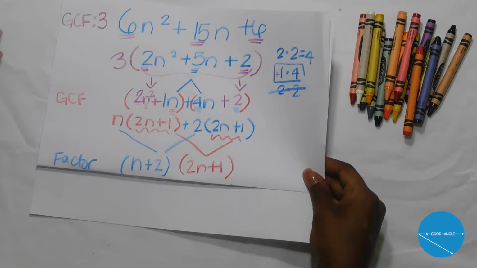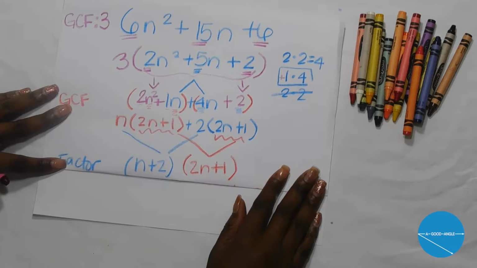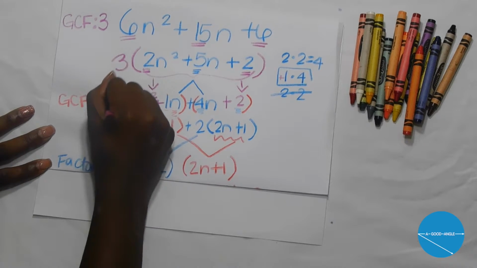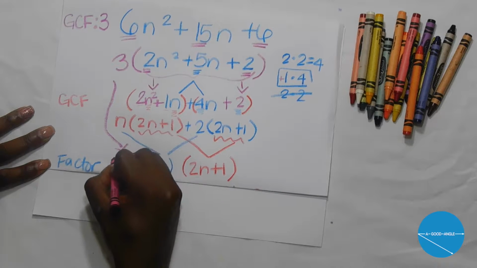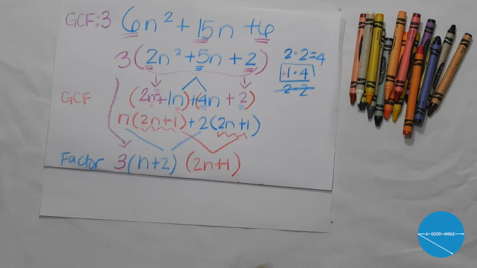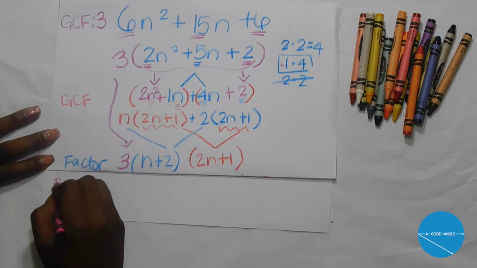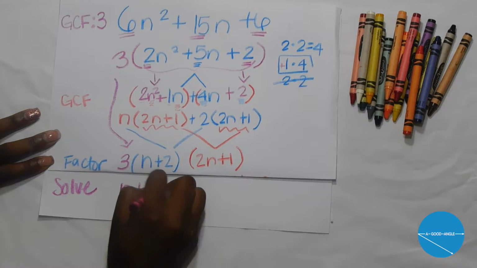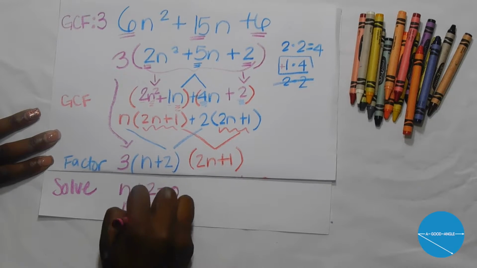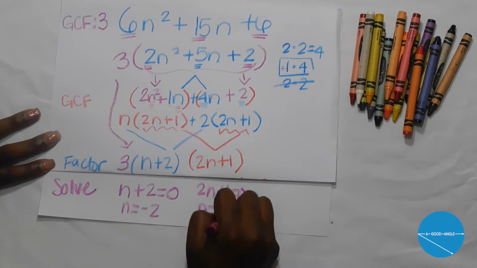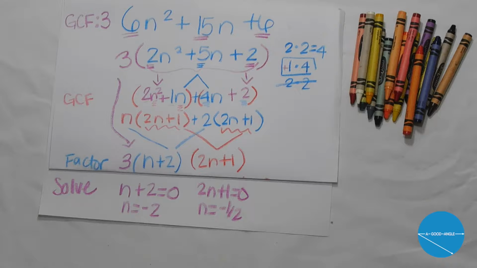But wait, remember we had that 3 in the beginning? I cannot forget the 3. That is a major key, okay? So when I factor, that needs to be in my answer. But the funny thing is, when I'm solving, so if your teacher asks you to take the extra step to solve for n, then I can ignore the 3 again and then just do n plus 2 equals 0 and 2n plus 1 equals 0, and n equals negative 2, n equals negative 1/2. And you're done.